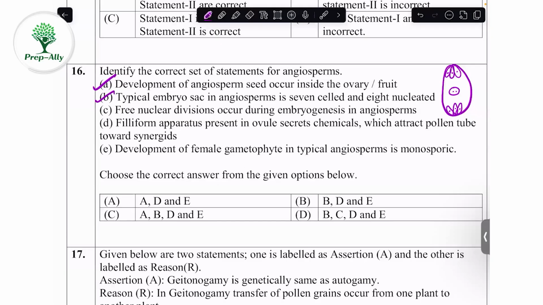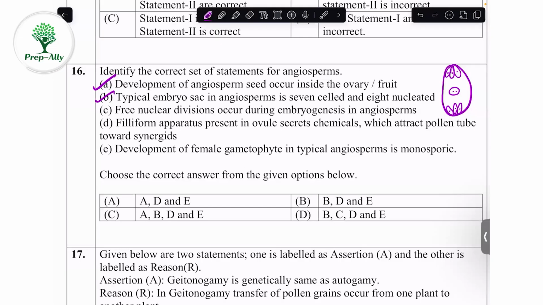Got it? Free nuclear division occurs during embryogenesis in angiosperms. Free nuclear division is not very common; it doesn't take place in all embryogenesis. So that's not correct.